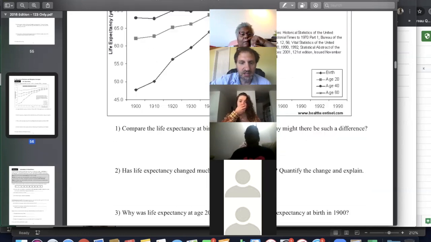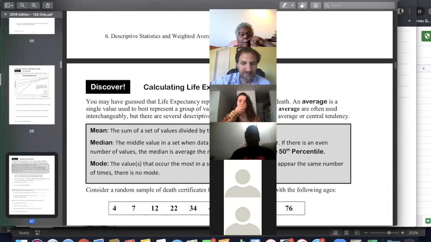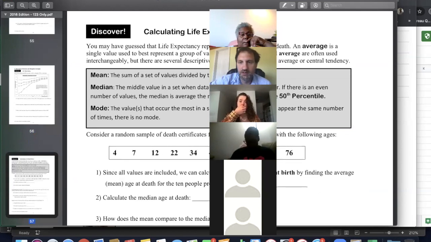Okay, so let's look at the mechanics of life expectancy. The way it's done is you would go to somewhere that keeps records, like your county office, the clerk's office. Anytime someone dies, there has to be a certificate of death, and it says how old the person was when they died.